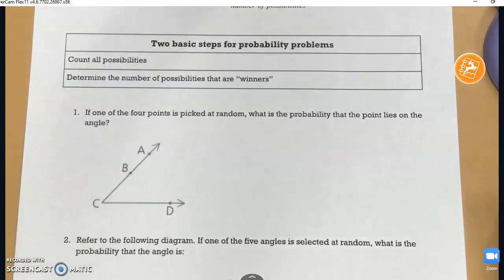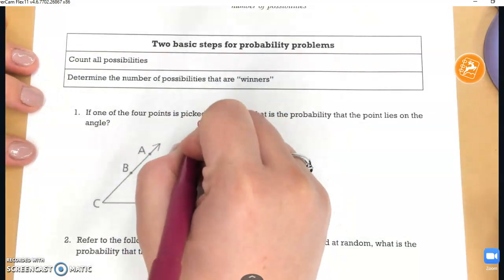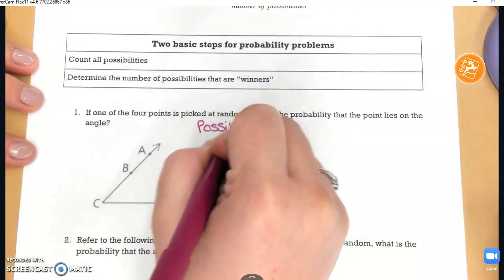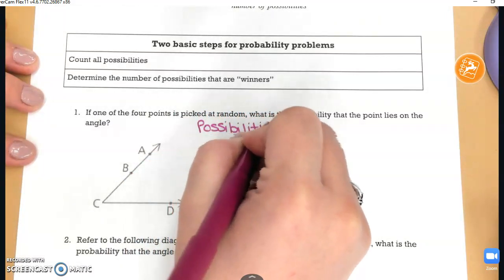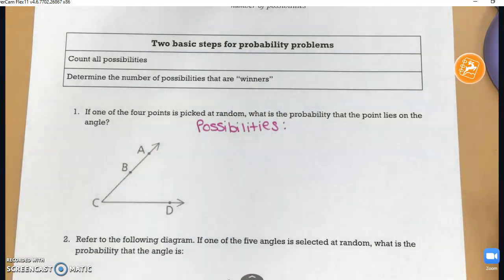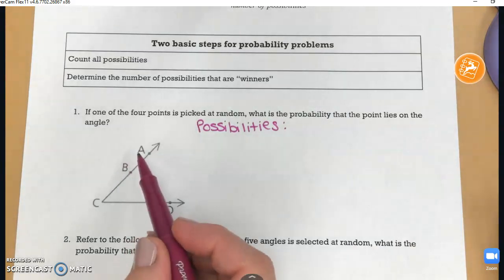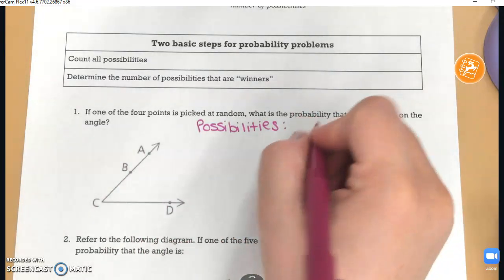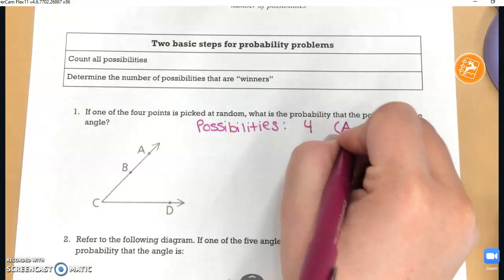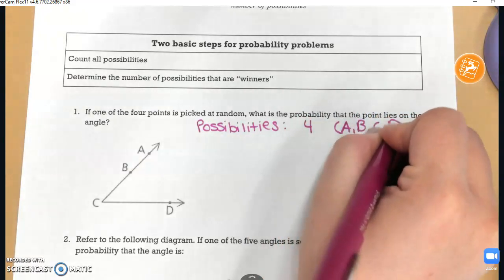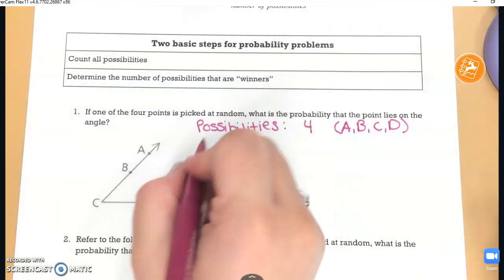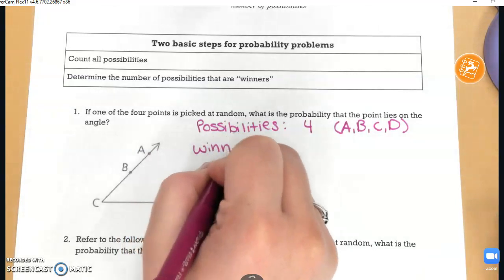If one of the 4 points is picked at random, what is the probability that the line lies on the angle? So let's figure out what all of our possibilities are. So I need to figure out how many points are in this diagram. Well, I've got A, B, C, and D, so that is 4 total. I've got those 4 points.